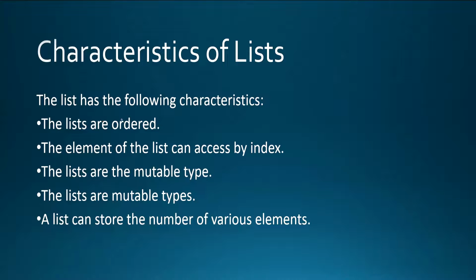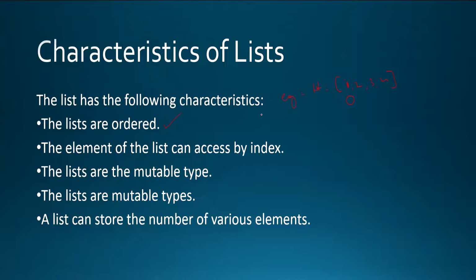Characteristics of a list. Lists are ordered. What does it mean? A list stores elements the way we give them. Like we have inserted the elements 1 2 3 4, it will preserve the insertion order. Once 1 is declared at index 0, it will stay at index 0 until we perform operations on it, like removing or appending some elements before it.